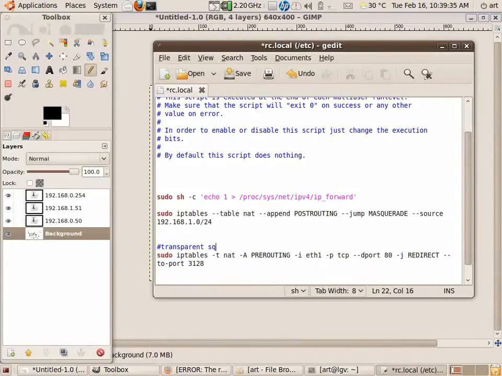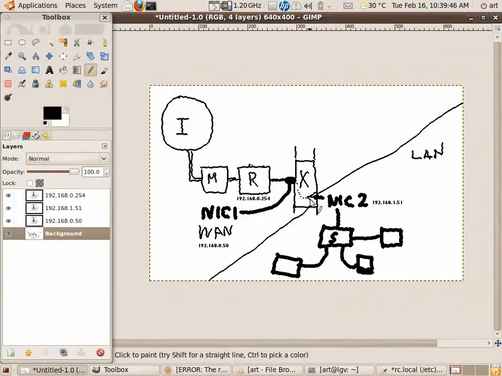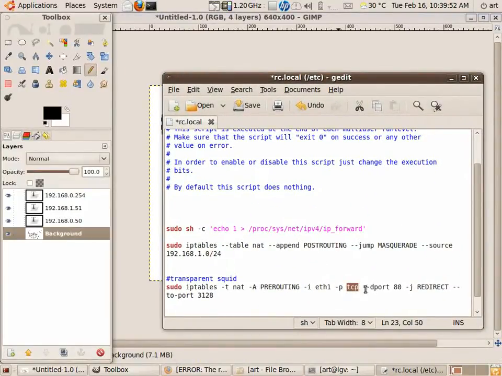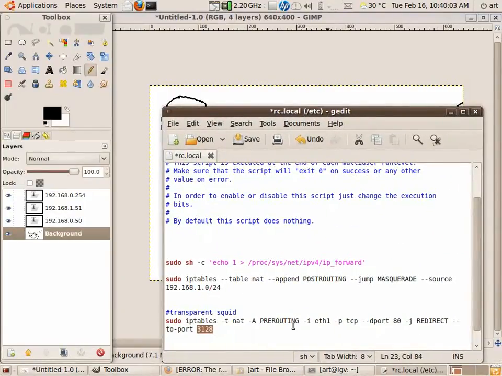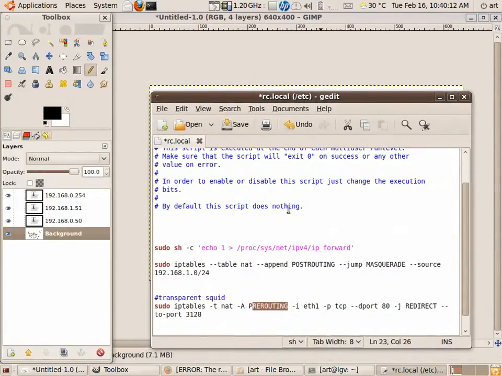This is going to be your transparent Squid. What it basically does is that anything coming from interface eth1, coming inside with the protocol TCP and port 80, you jump and redirect it to the port of your Squid server, 3128. And this PREROUTING, just before anything is done to the packets coming inside, that's what pre-routing means, appended to the table NAT.